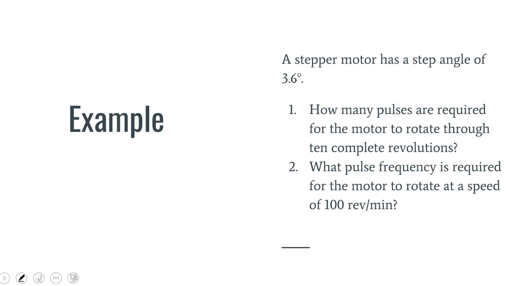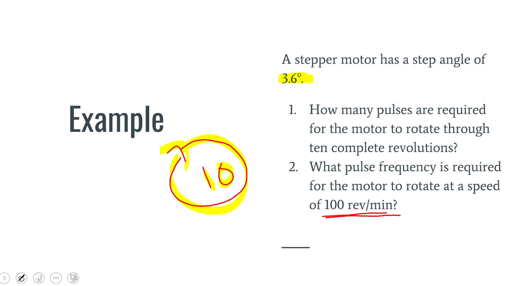So say we have a stepper motor that has a step angle of 3.6 degrees. Let's calculate some of these things. How many pulses are required for the motor to rotate through 10 complete revolutions? And what pulse frequency is required for us to rotate at a speed of 100 revolutions per minute? So we want to rotate 10 times, and we want to achieve 100 revolutions per minute.